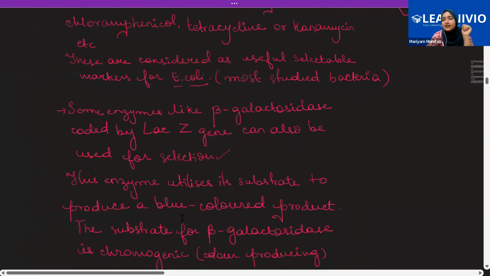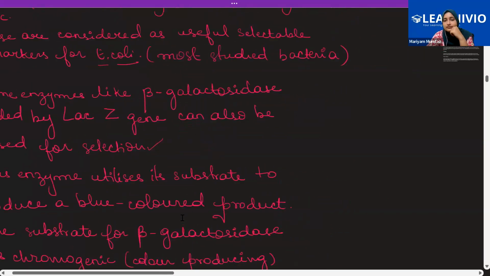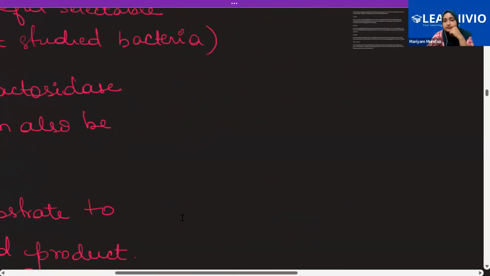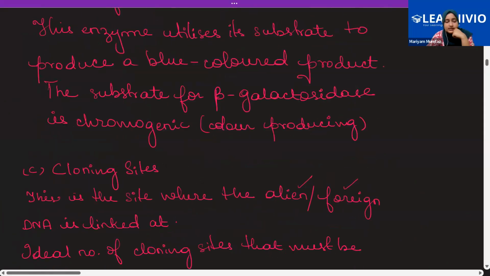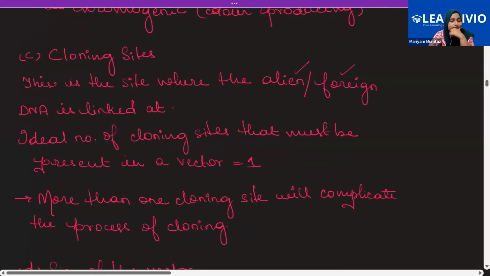So this selectable marker is clear to everyone. Is it clear or not, students?